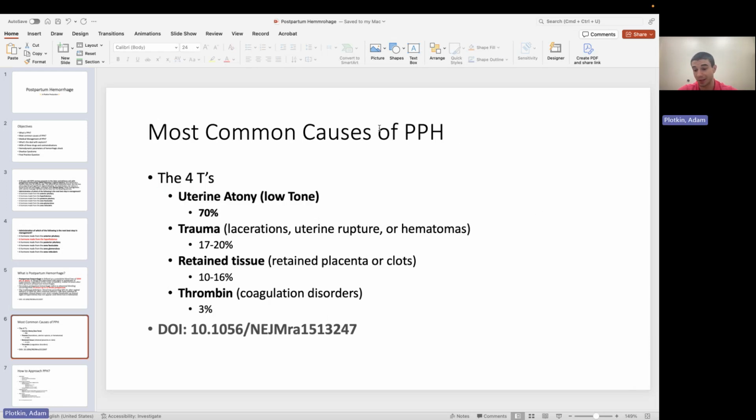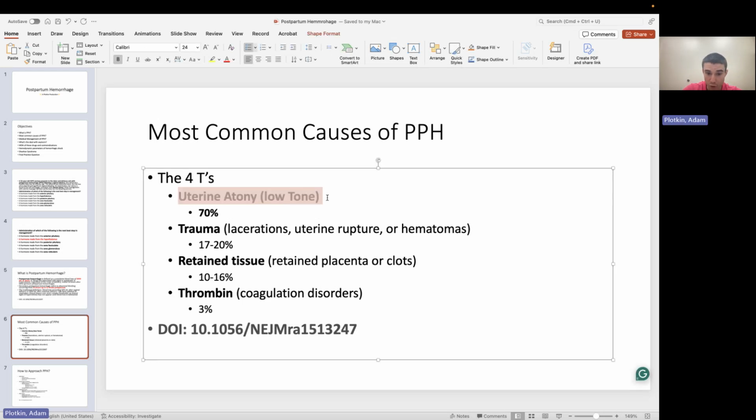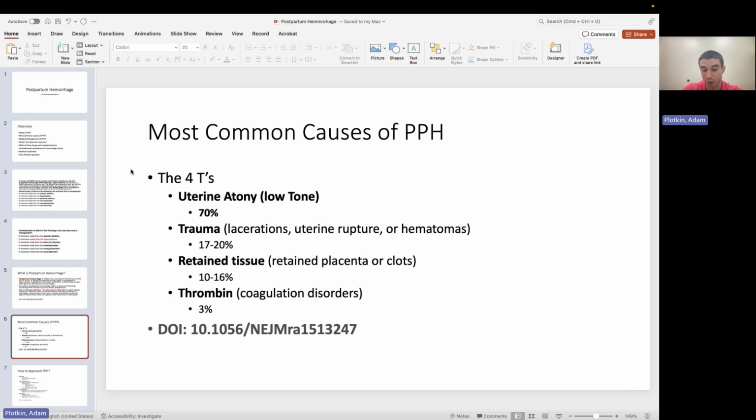This is what they're going to ask you on Step 1, and it's obviously still really important to understand for Step 2, but it's our 4 T's. Uterine atony, so low tone. Okay, so that's the first T. This occurs in about 70%, right? So if you're going to see postpartum hemorrhage, it's going to be due to uterine atony likely.